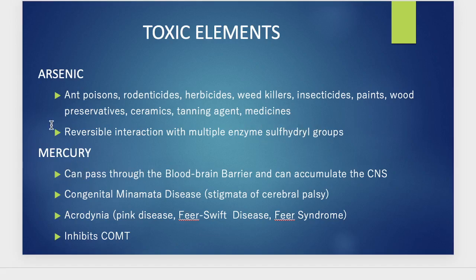For mercury, again, this is very important. Mercury can pass through the blood-brain barrier. So it can bypass the blood-brain barrier and accumulate in your CNS. Most important is the congenital Minamata disease. Please take note of this one. Congenital Minamata disease, stigmata of your cerebral palsy. You will learn about this later on.